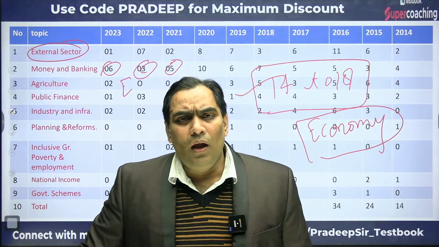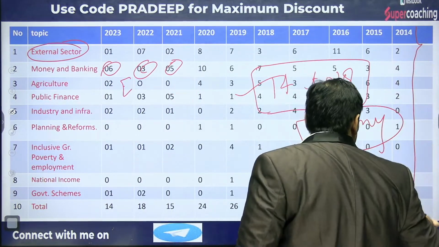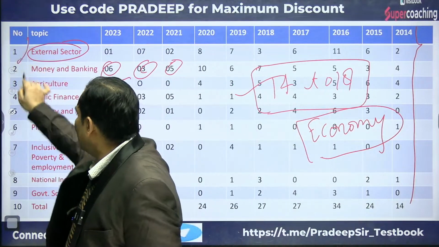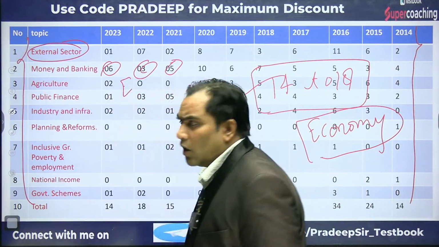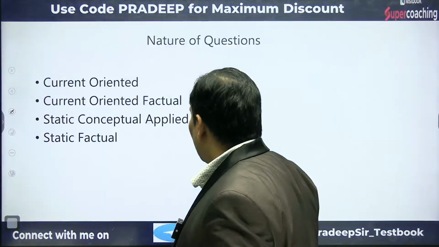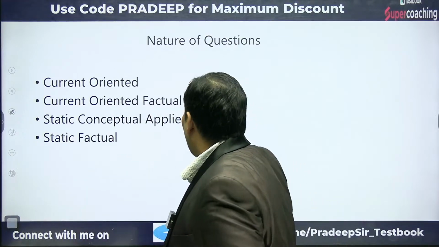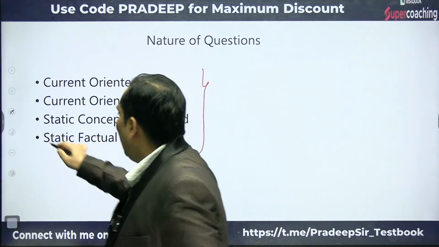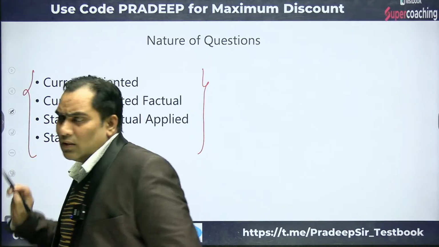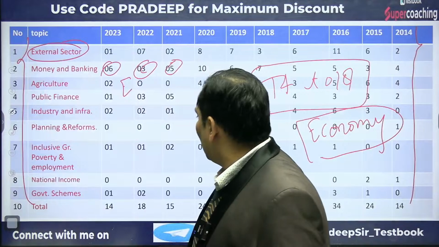But before that, when we analyze the last 10 years' question papers, on the basis of the nature of these questions, we can safely say that the questions which have been asked repeatedly can be categorized under 4 categories, based on the analysis of the last 10 years' question papers.